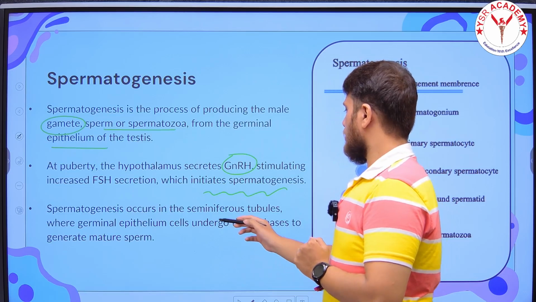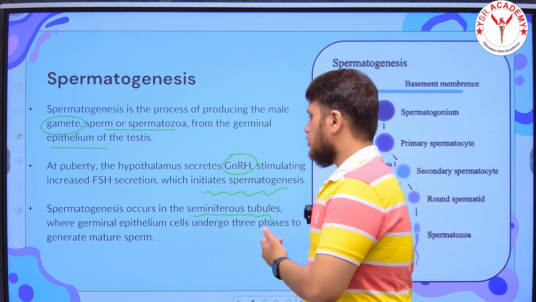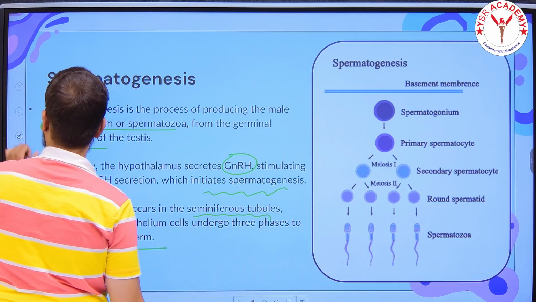Spermatogenesis occurs in the seminiferous tubules. We have already discussed where they are. They are present inside the testes, where germinal epithelium cells undergo phases to generate mature sperms.